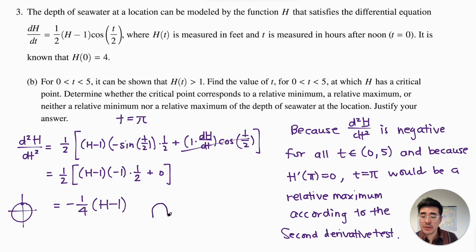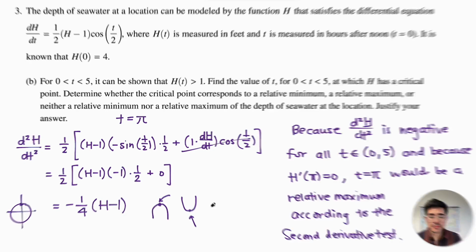If you have a concave down graph, then you would have a local max. If you had a concave up graph, you'd have a local min, and if you didn't know your concavity, then you couldn't use the second derivative test.